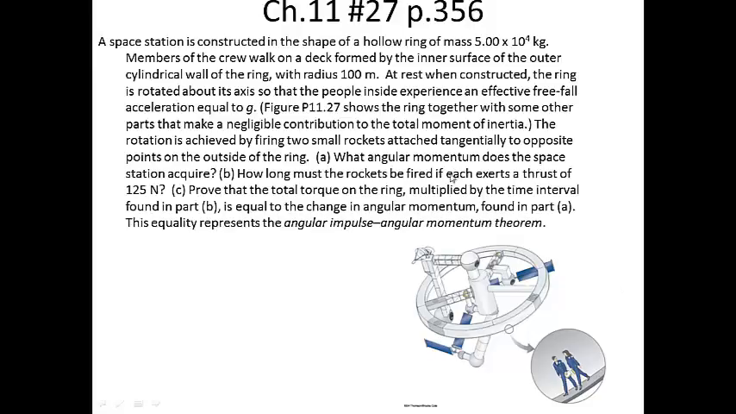So the first part of the question asks us, what angular momentum does the space station acquire? To do that, we'll need to use the formula L equals I omega. Let's start by figuring out what the moment of inertia is. We know it's a hollow ring, so I equals mr squared. M is 5 times 10 to the 4th, R is 100. So we end up with 5 times 10 to the 8th for the moment of inertia.